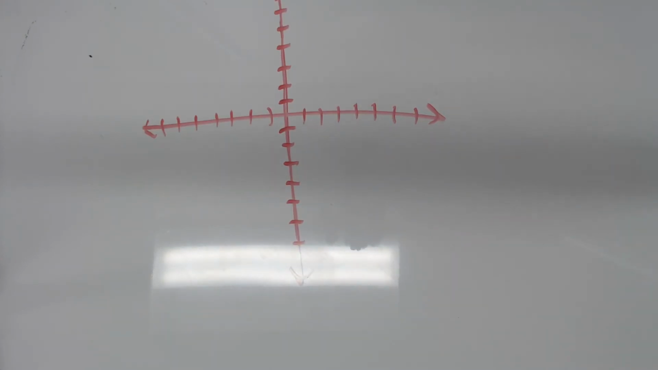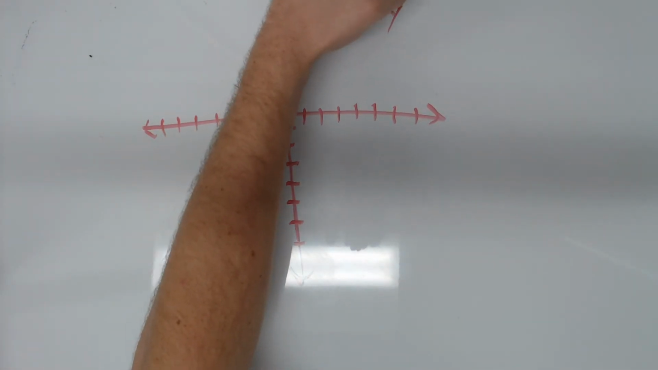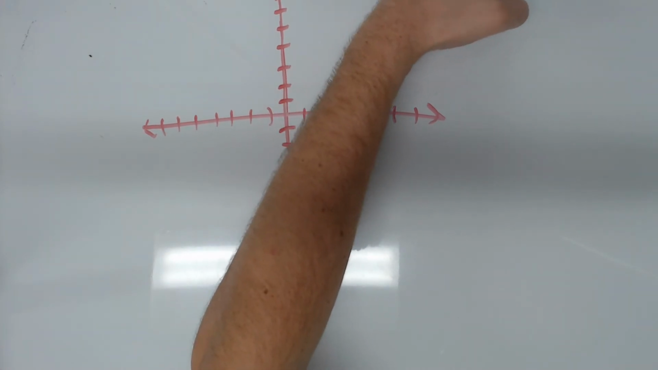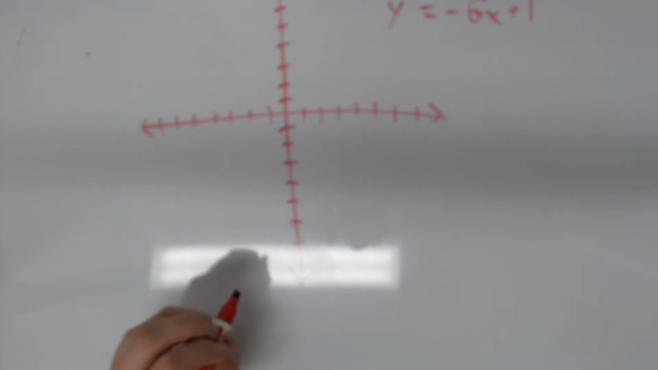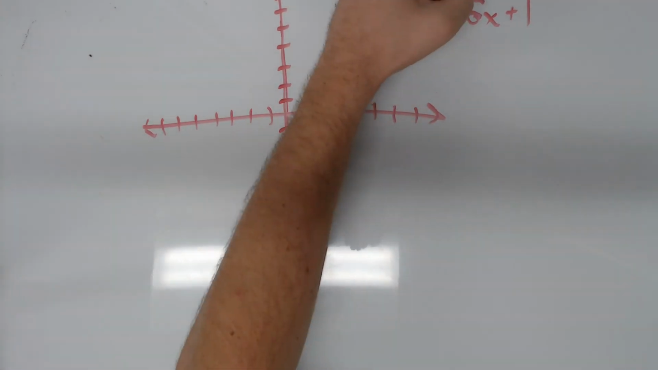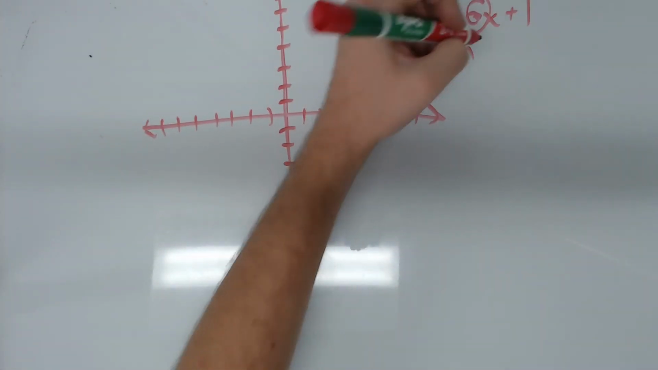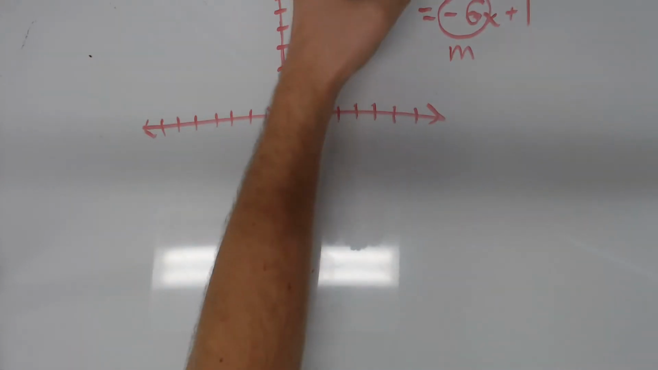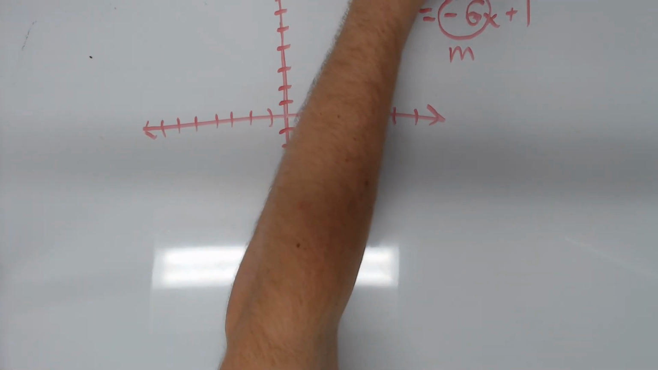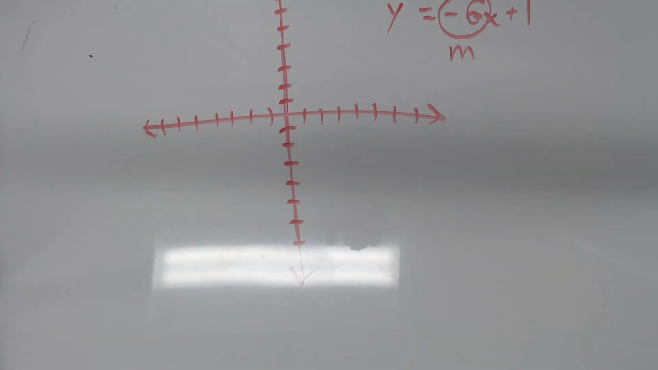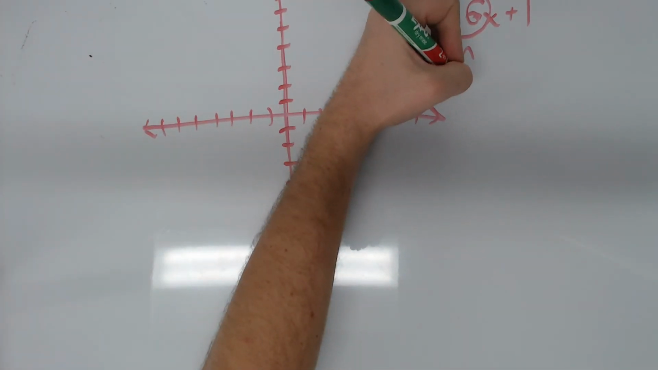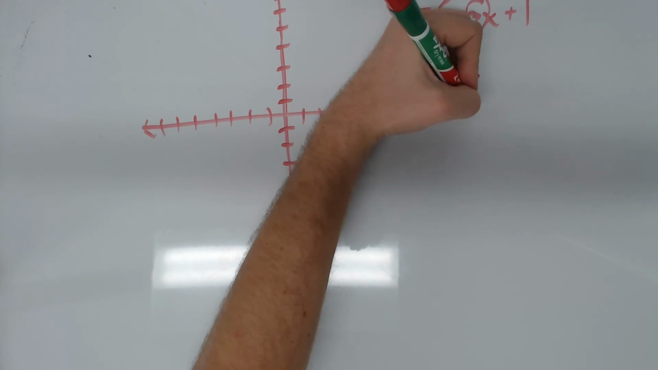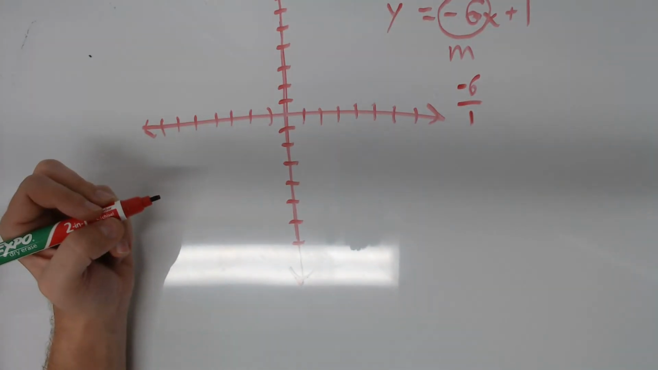For our last example right now, we're just going to graph an equation, y equals negative 6x plus 1. Okay, so I want to peel my information out. This is m. Y equals mx plus b. So negative 6 is m. All right, we want to write that as a fraction. So if it's not already a fraction, stick a 1 under it.